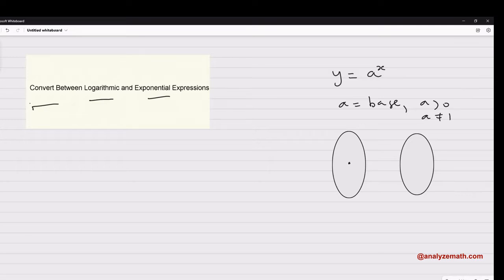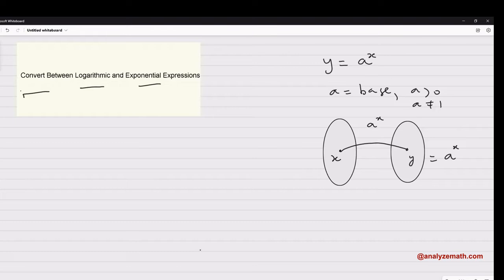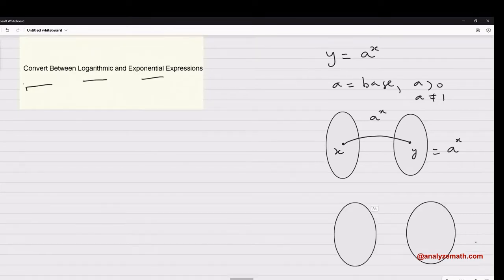So this function has input x, output y, and y is equal to a to the power x. So this is our function, a to the power x. Now the next step, we are going to define the inverse of this function. So this is going to be called the inverse. And how do we do it?